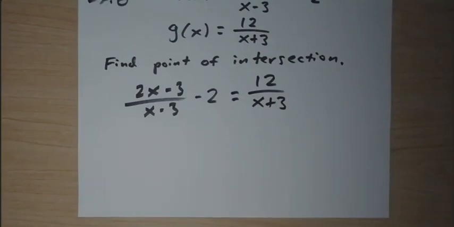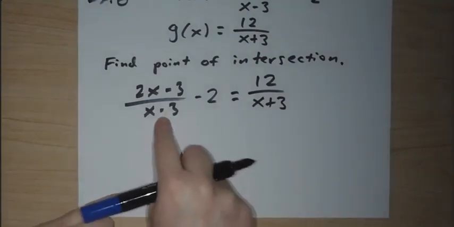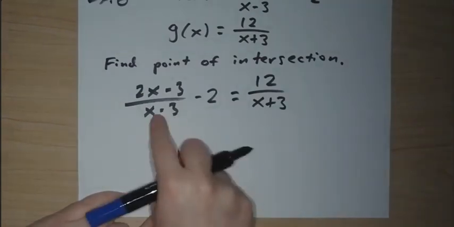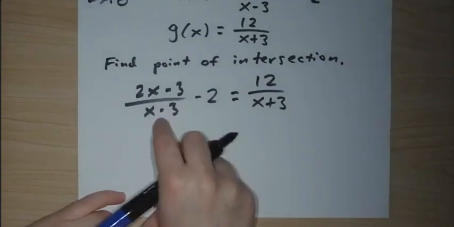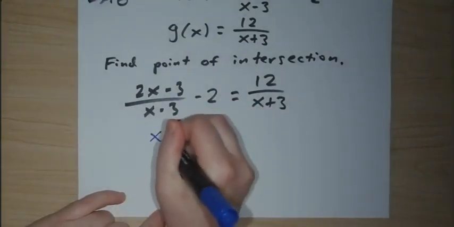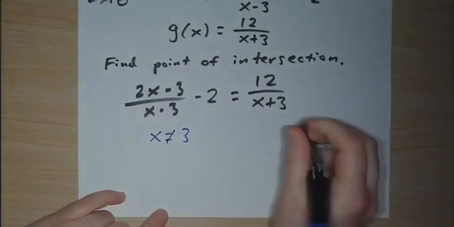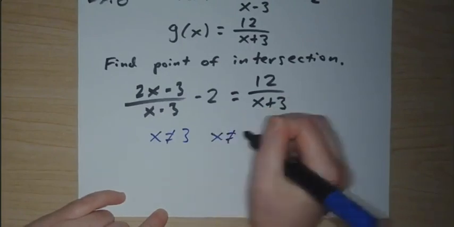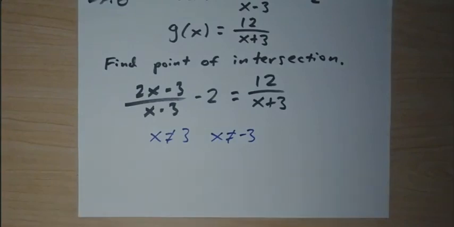We know that when we divide by 0, it's undefined, so our denominators here cannot be equal to 0. So for x minus 3, if this cannot be 0, then x cannot be positive 3. And if x plus 3 cannot be 0, then x cannot be negative 3. Those are our domain restrictions.